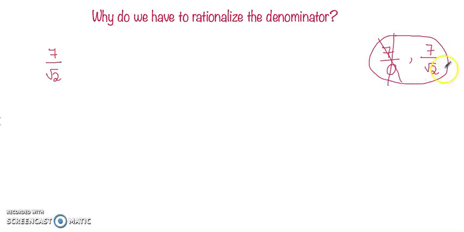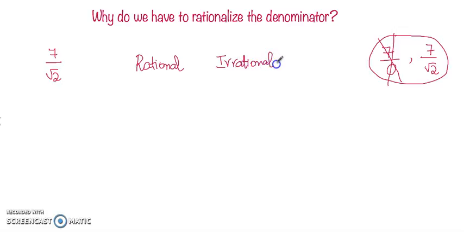Now, why is this radical not allowed in the denominator? That's our question. In order to understand that, first, we need to understand the difference between rational and irrational numbers.